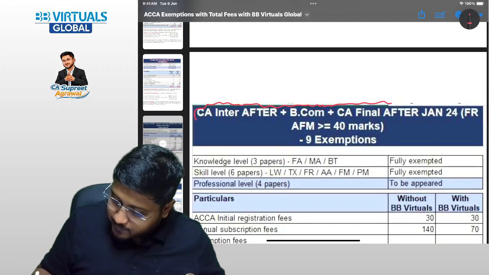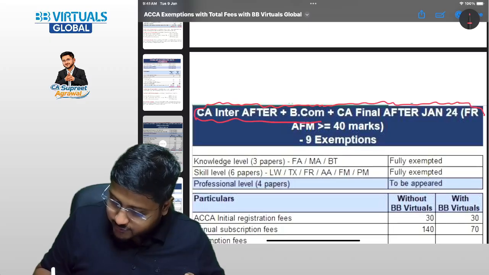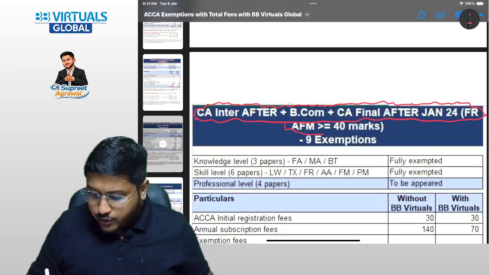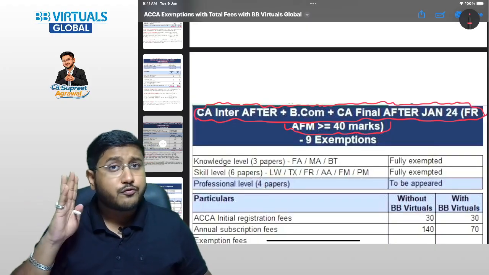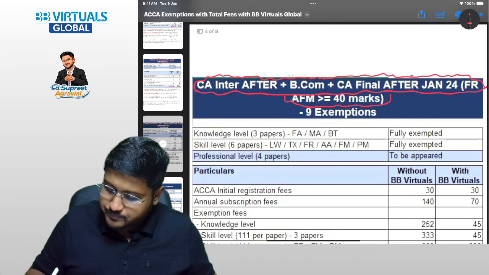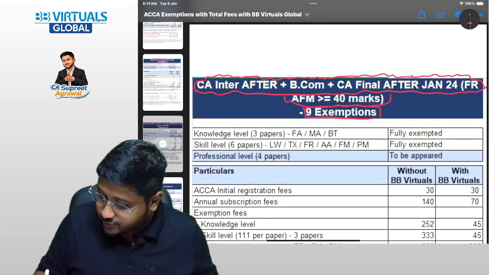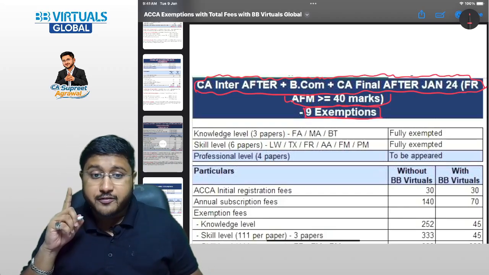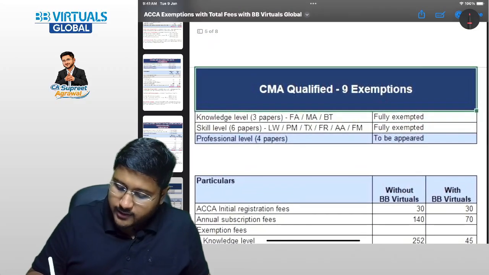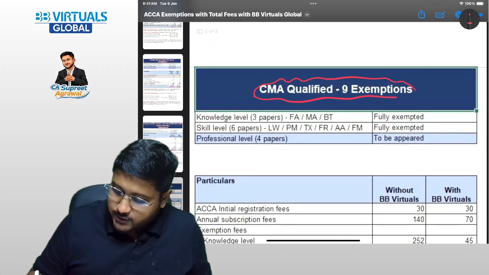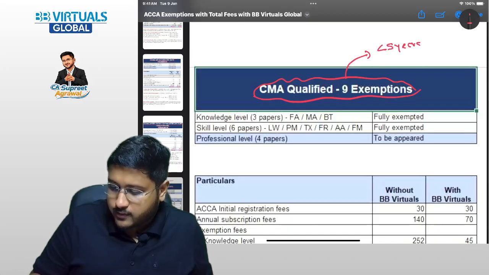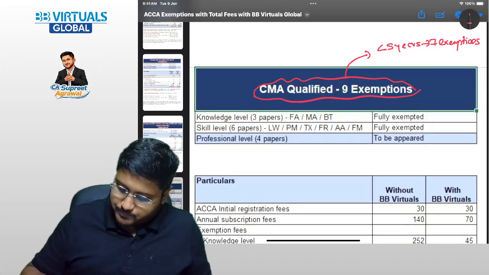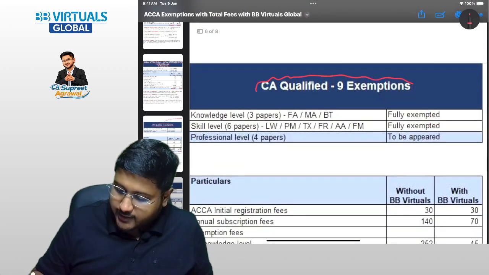Now CA Inter plus BCom plus CA final after Jan 2024, including that you have scored equal to or more than 40 marks in FR and AFM. So the total exemptions that you get is 9 exemptions. Mind it here, this is before you even qualify CA, right? And then after that, CMA qualified, generally 9 exemptions, but if you have less than 5 years of experience, then 7 exemptions are there. Now we go for the CA qualified, which is again 9 exemptions.